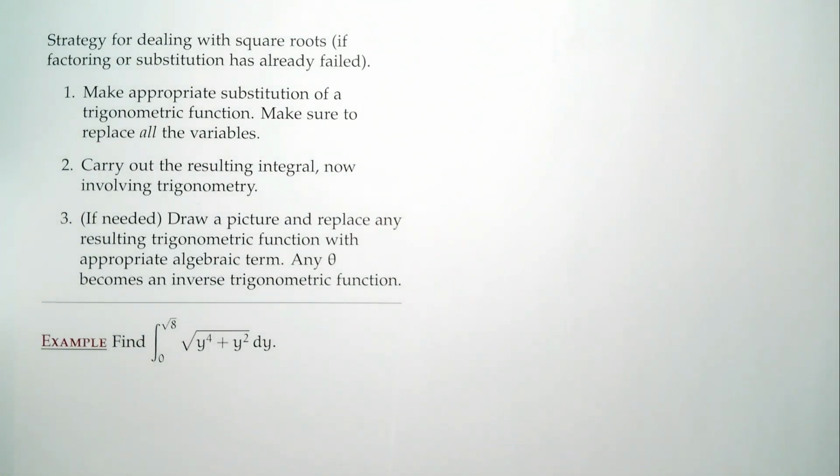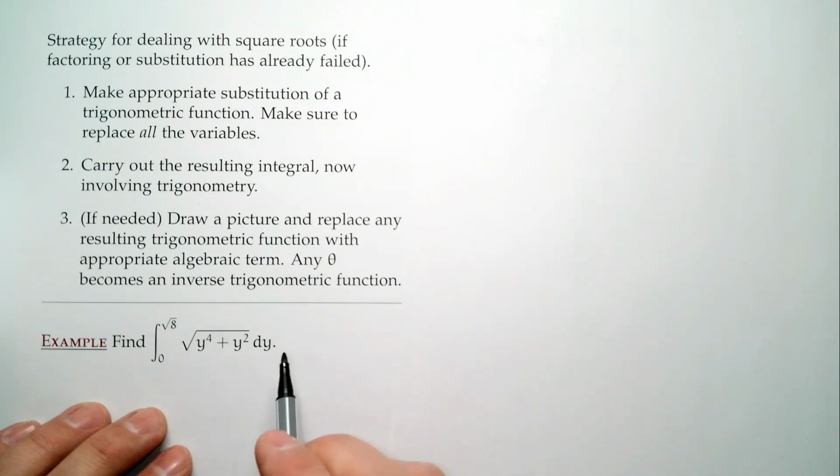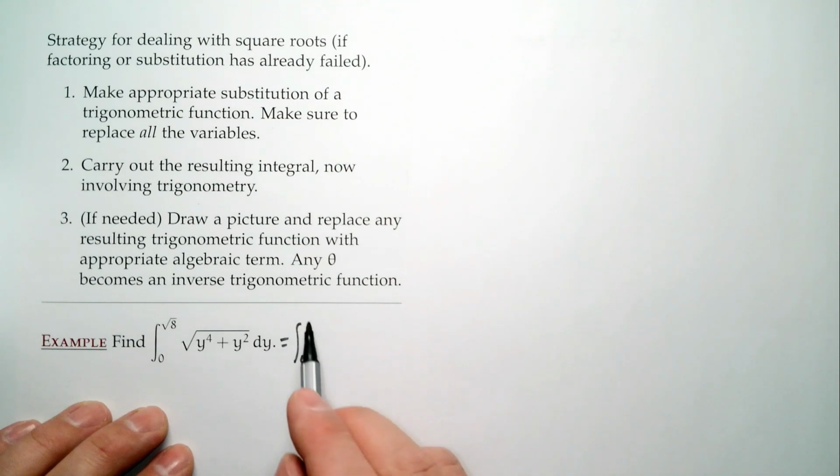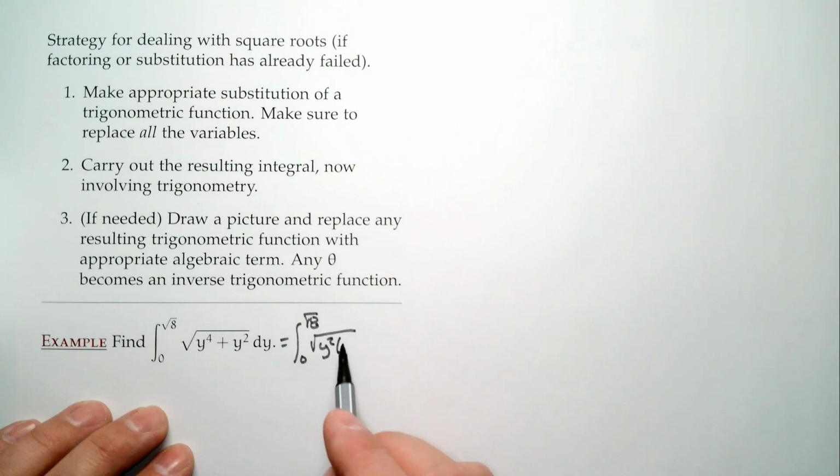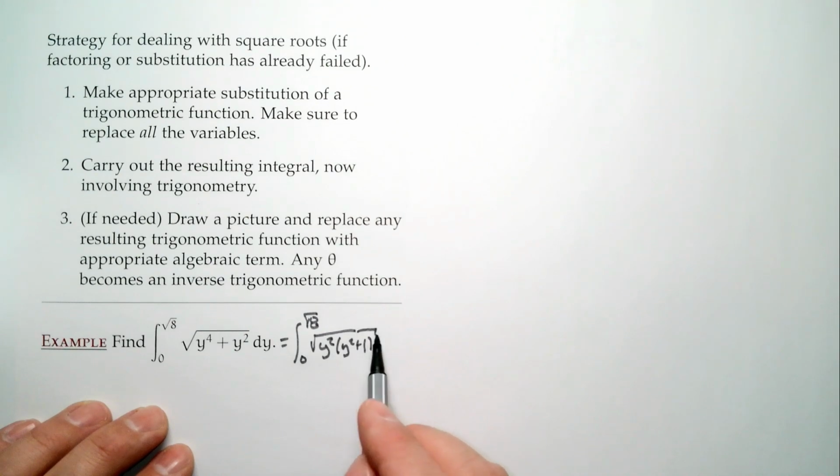Well, is there something that factors nicely? Or is there something for substitution? Y to the 4th plus y squared, what can we do to that? Yeah, you can factor out a y squared, right? So 0 to root 8 square root of y squared times y squared plus 1.